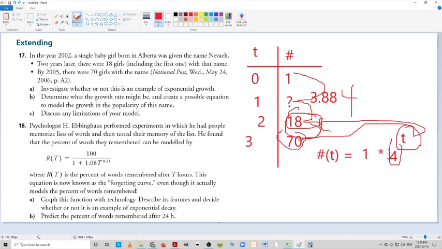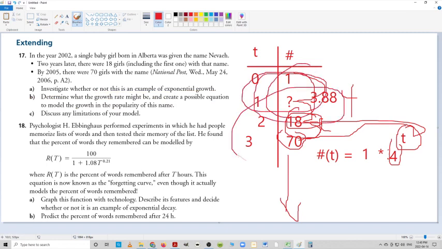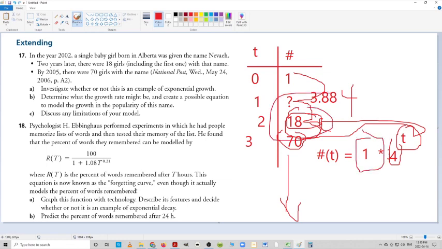It looks like it. Determine what the growth rate might be and create a possible equation to model the growth of the popularity of the name. So really, you're going to get more information down here because we're not sure what's going on here. Would it be a 1 multiplier? It looks like it's more than a 1 multiplier. So if I assume 4 to the 2 is 16, what's missing? Well, there's a plus 2, right? Or there's a multiplier and then a subtraction to get a more accurate number.